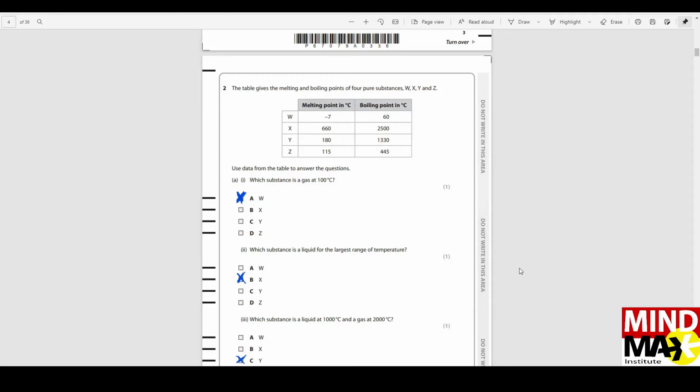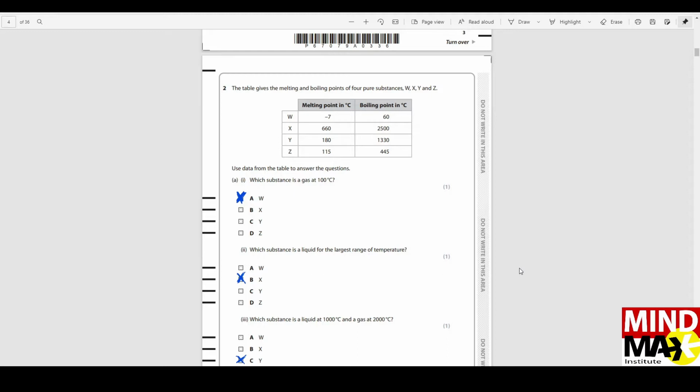Which substance is a gas at 100 degrees Celsius? So you have to basically, from this chart, find that one which boils before 100 degrees Celsius. Okay, so if you look carefully, only W is the one which has a boiling point less than 100, so it should be W. Which substance is a liquid for the largest range of temperature?